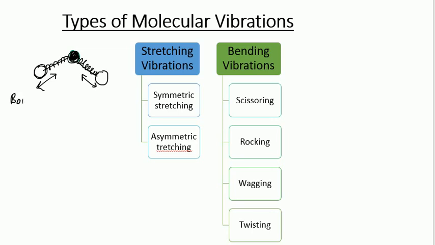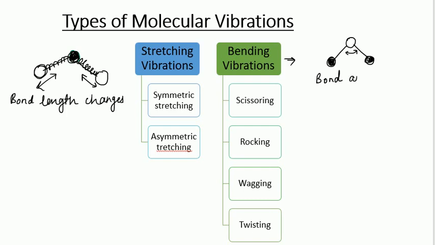So stretching vibration means the bond length changes while vibrating. The second type of vibration is the bending vibration. Here again, a triatomic molecule, and the bond angle changes. Because of the changing bond angle, motion is obtained in the molecule, and that motion is a vibration motion. Such a kind of vibration is called a bending vibration. So in bending vibration, the bond angle changes.